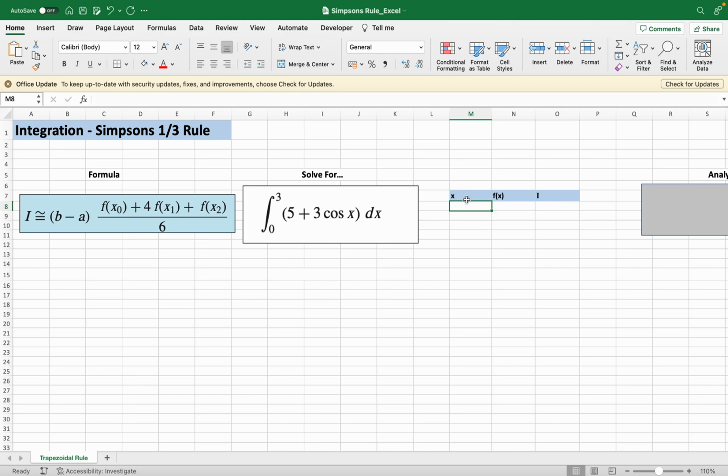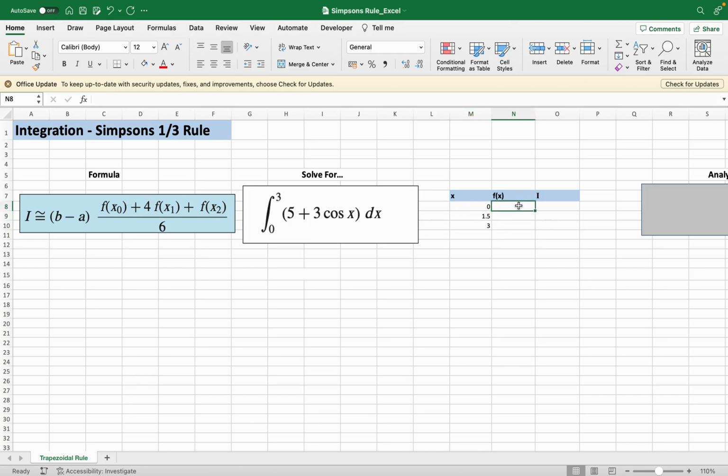x here represents our boundaries, and from the function we know that we have to integrate from 0 to 3. So we put 0 to 3. But if you look at the formula here, we evaluate this function at three different points, x0, x1, x2. So we have our x0 here, which is 0, and our final point, x2, which is 3, but we're missing our x1. So here we make up our middle point, and let's just make this 1.5. So now we have our three points, x0, x1, x2.